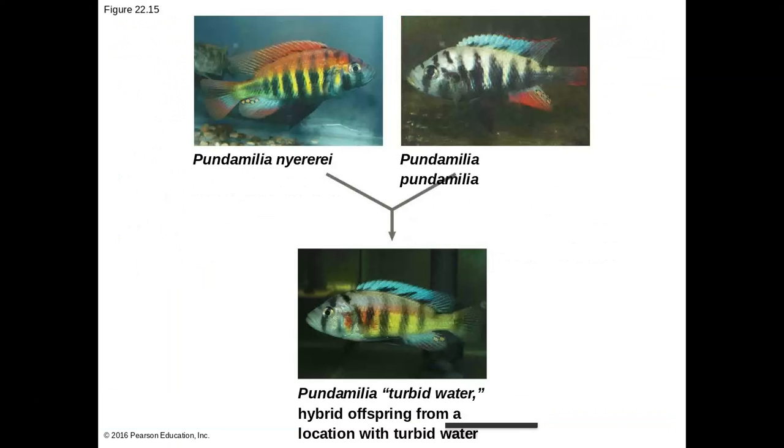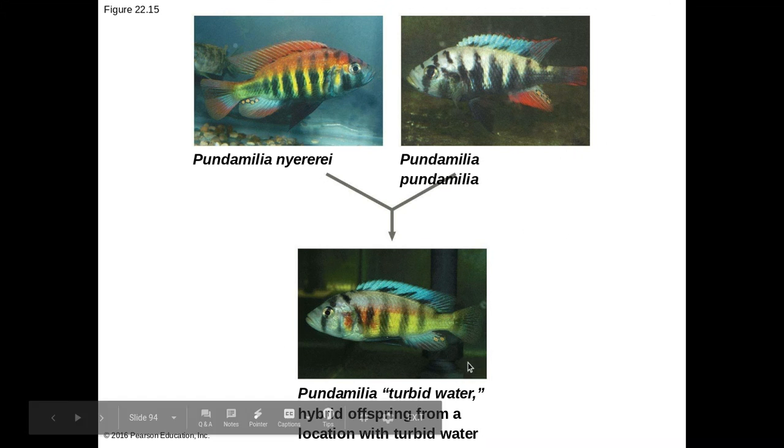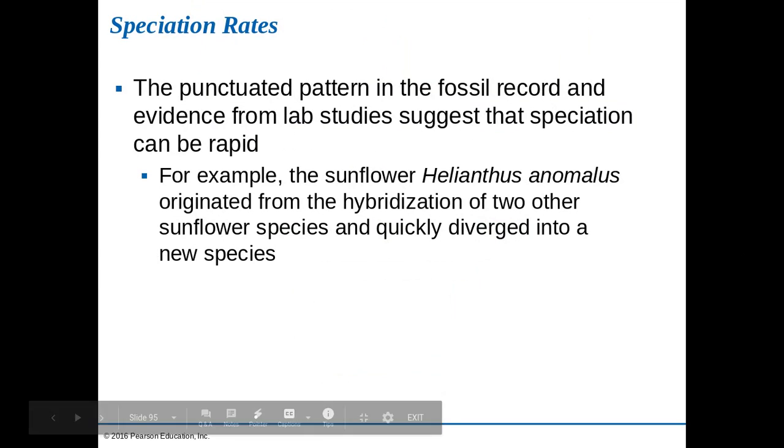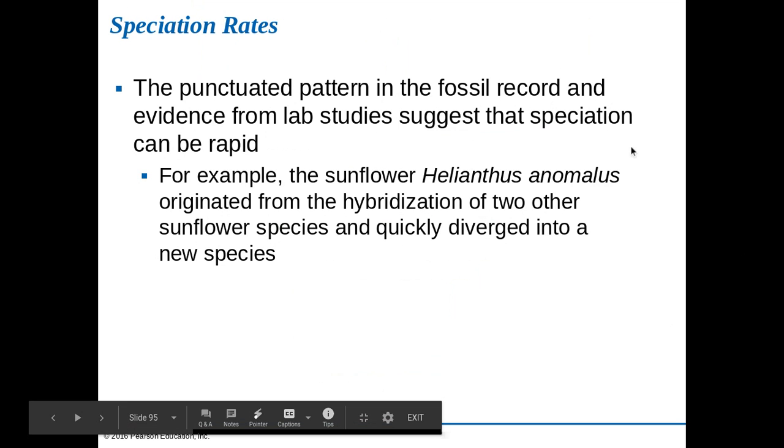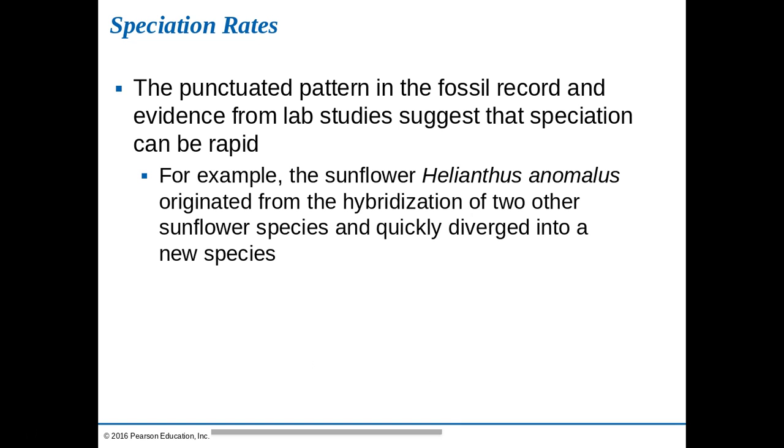So, for example, we have these two fish that look very different, obviously, but we've observed a hybrid of those two fish that has resulted. And what this punctuated equilibrium in the fossil record indicates is that species can arise a lot faster than we thought. We could get a new species very quickly. A lot of this section is going to focus on this sunflower, Helianthus anomalus, which was the hybrid of two other sunflower species that quickly became a new species.